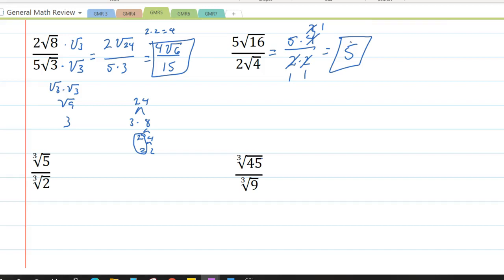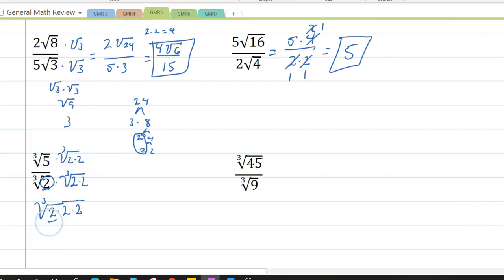Moving on to cubes. We said earlier that I need 3 of the same number in order to get a cube. So if I'm going to cancel out the 2, how many 2's do I need? I need 1, 2, 3 2's total in order to cancel out the 2's. How many 2's do I have? I only have 1 down there. So I need to multiply times the cubed root of, I need 2 more, 2 times 2.